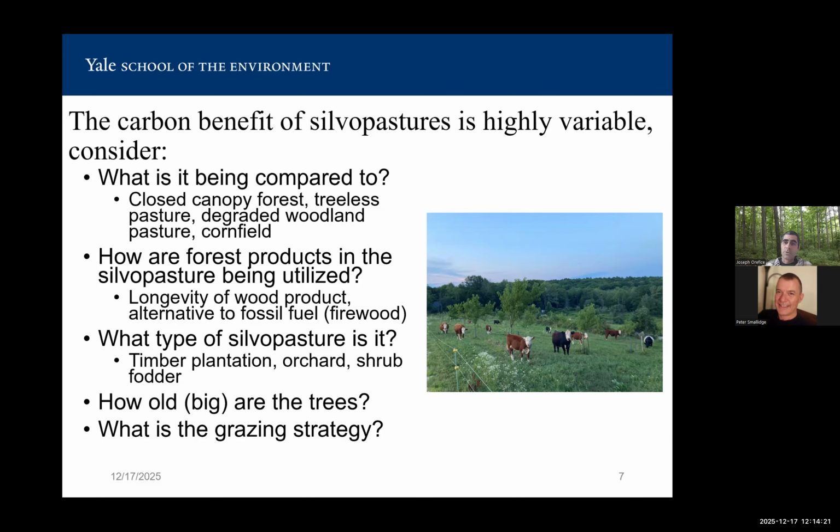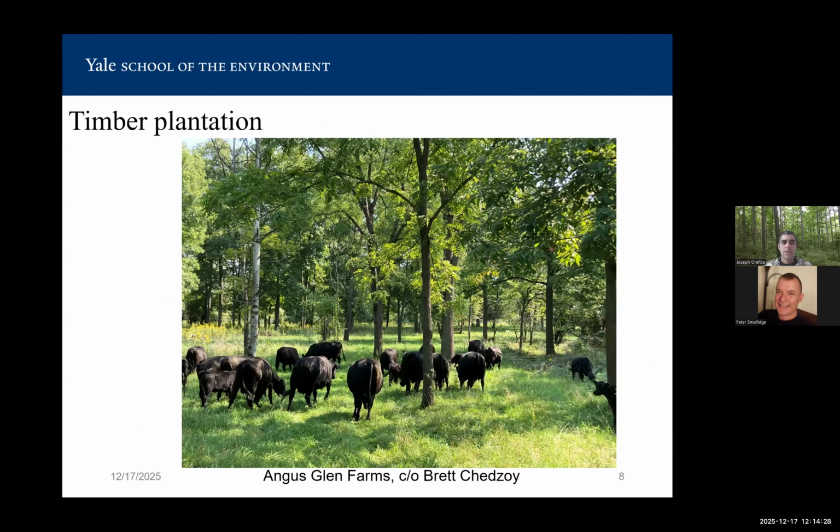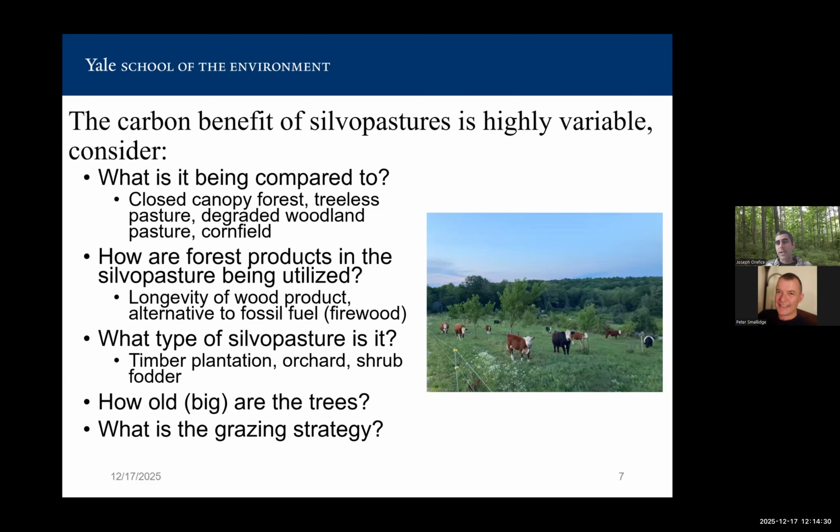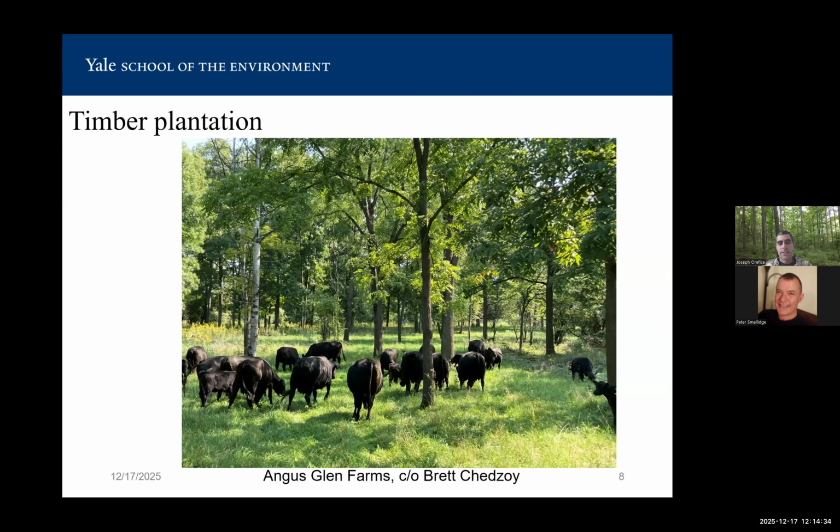So bigger, older trees tend to have more carbon. And then the grazing strategy can matter as well. There is some work out there on different grazing strategies and their impact on silvopasture. So, something like a timber plantation here from our friend Brett Chedzoy over at Angus Glen Farms. This has a lot more carbon storage. At least we can visually see that above ground because they become a lot larger than something like a fruit tree.